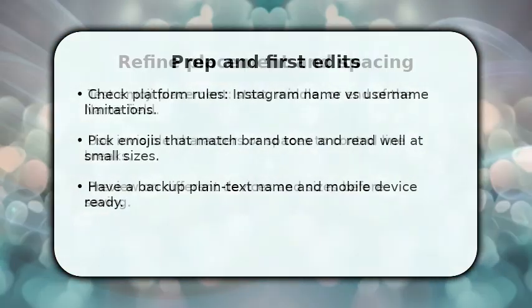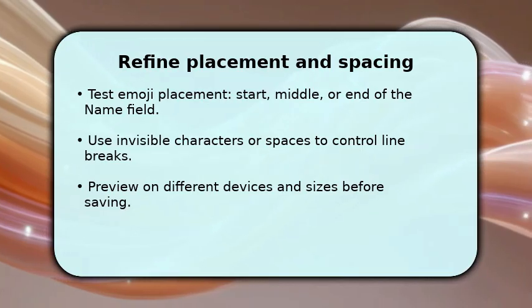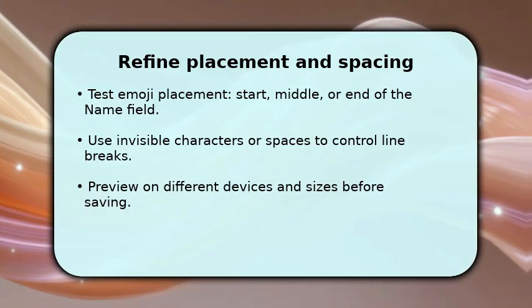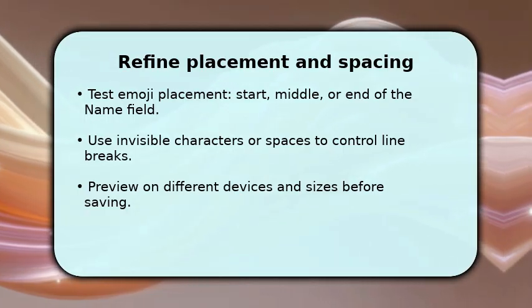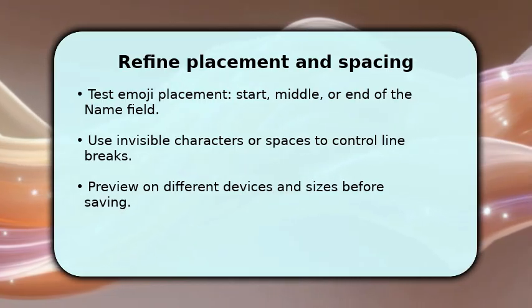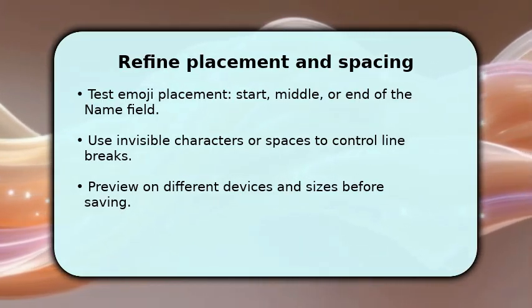Now refine how the emoji interacts with your words. You want visual balance, so test placing the emoji at the start, middle, and end. Each conveys a different emphasis. Make sure to use subtle spacing, standard spaces, narrow spaces, or a zero-width joiner to prevent awkward wrapping.